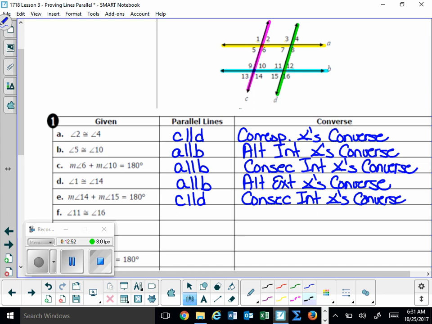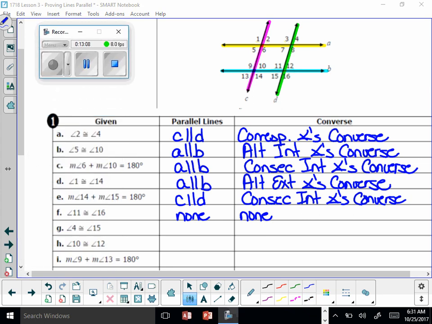11 congruent to 16. 11 and 16 are vertical angles. That does not help us. Nothing. Vertical angles don't prove anything congruent. All right, 4 and 15. 4 and 15 are both on the green transversal. They are alternate exterior angles, so if they're congruent, A is parallel to B.